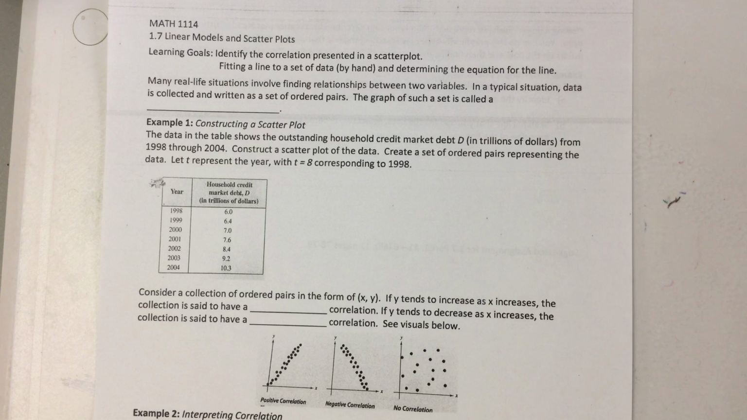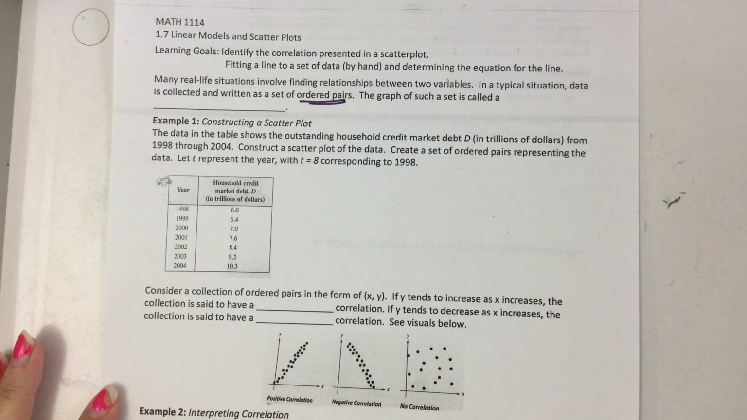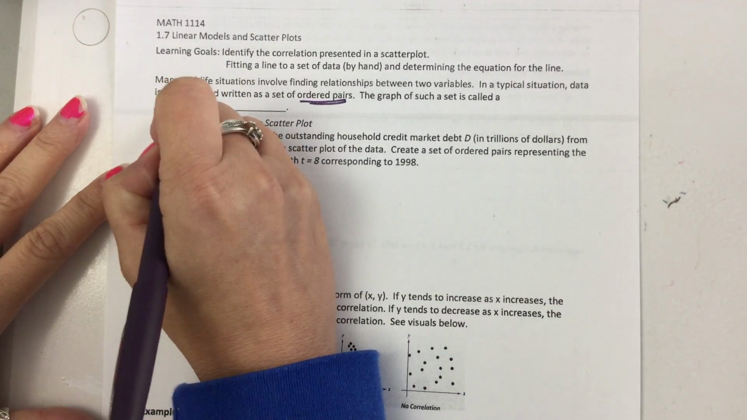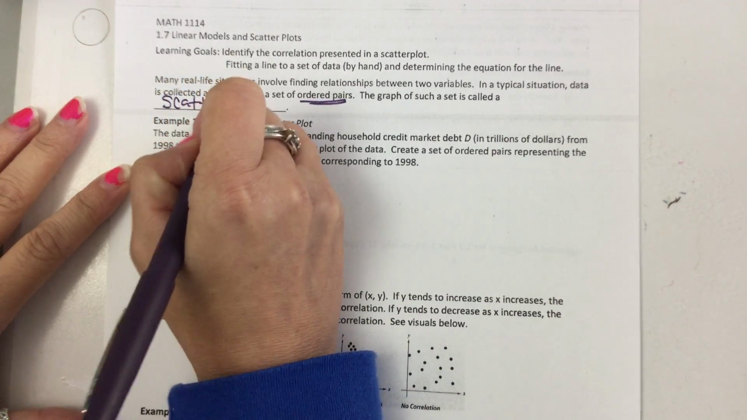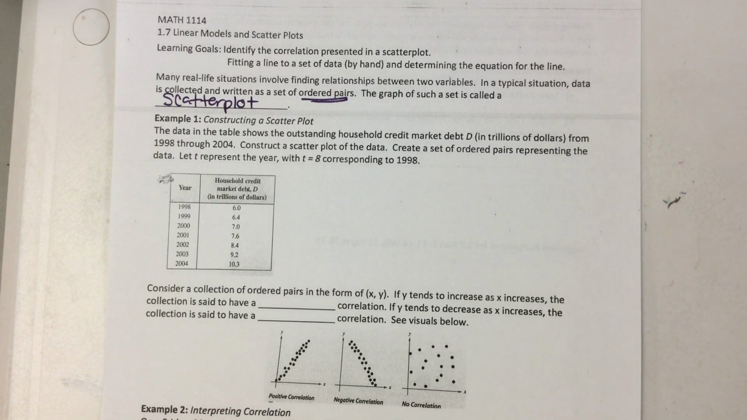Many real-life situations involve finding relationships between two variables. In a typical situation, data is collected and written as a set of ordered pairs. Now, when you graph that set of ordered pairs, what you get is something called a scatter plot. When you're graphing a scatter plot, you do not connect the points. So let's go ahead and create one now.